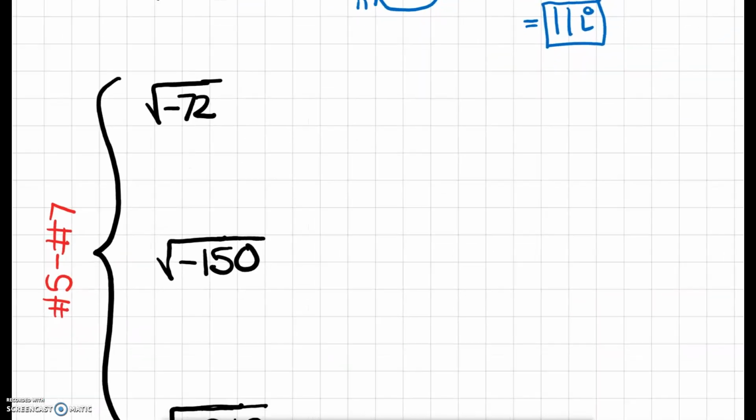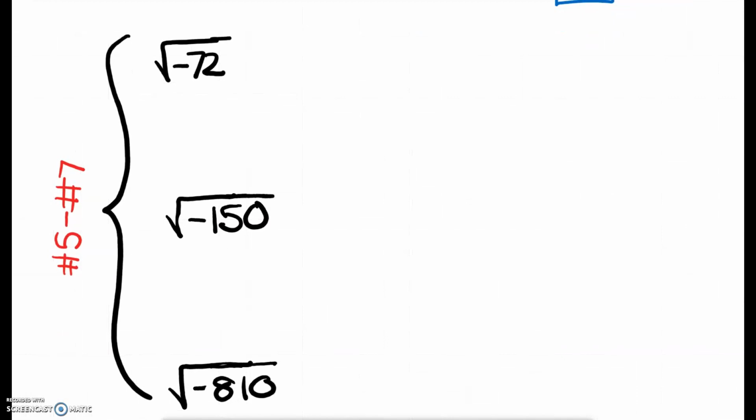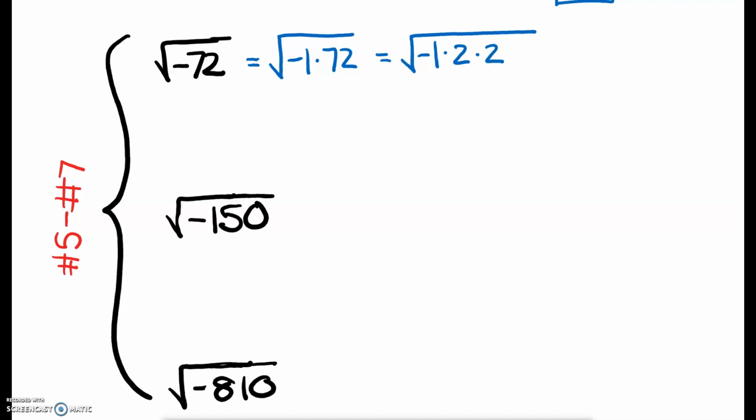So let's work an example that's going to be similar to the problems you have on your worksheet, numbers 5 through 7. All right, so we're going to do the same thing. We're going to start off by factoring out that -1, and then we're going to factor our number 72. And I know that 72 is 2 times 36, and 36 is 2 times 18, and 18 is 2 times 9.